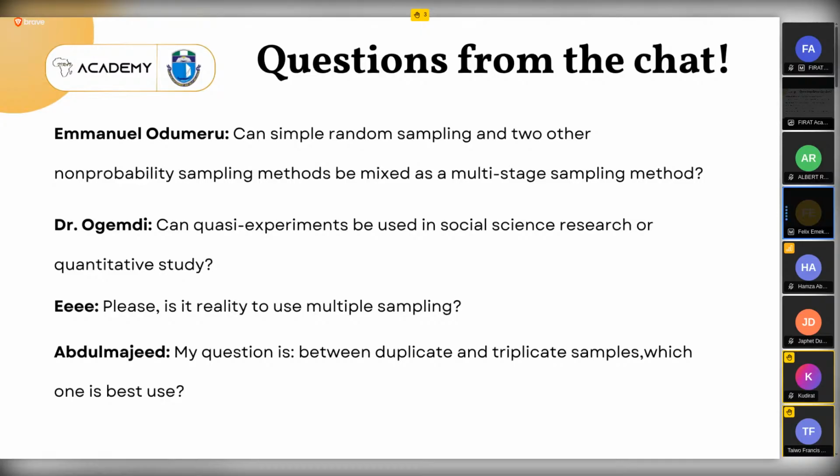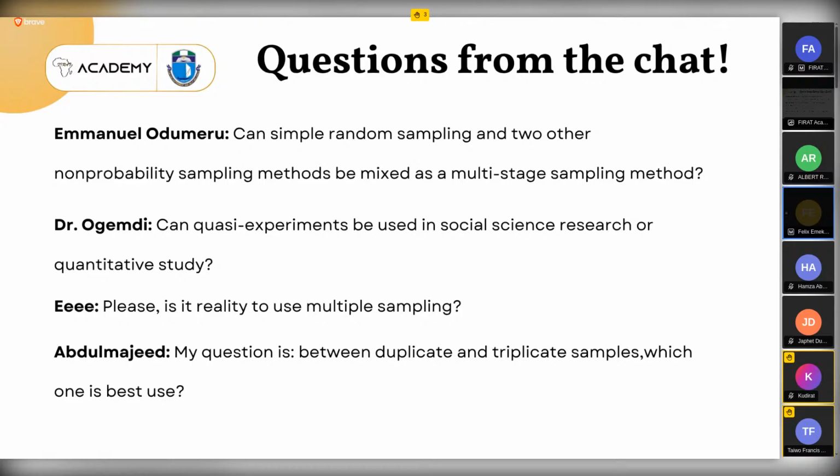Dr. Ogemdi says, can quasi-experiment be used in social science research or quantitative study? Yes. Quasi-experimental simply means a study that has an intervention to cause a change, but that intervention is not a drug. That's why it's called quasi-experimental. If you teach people something that will improve their life or will make them better people, it's an intervention, but that intervention is teaching, not a drug. That's why it's called quasi-experimental, false experimental. So it can be used in social science and it can be used in quantitative study.